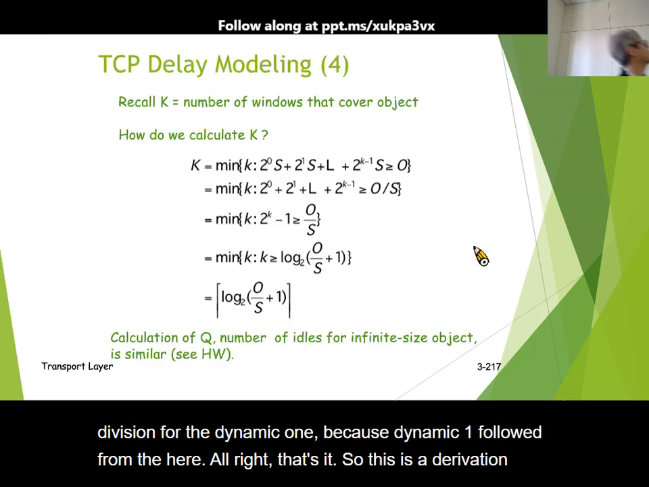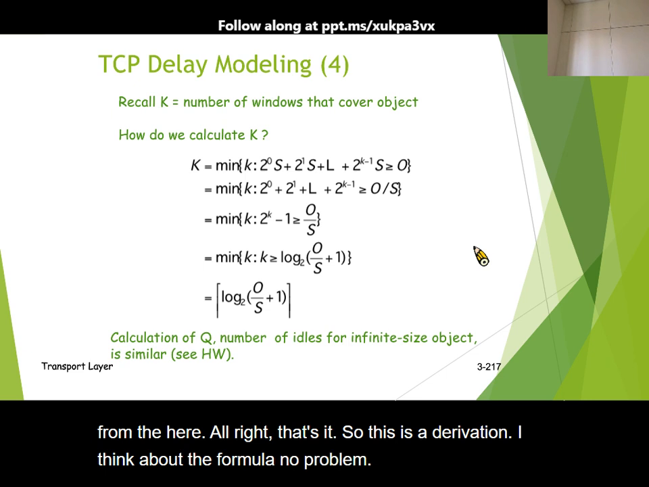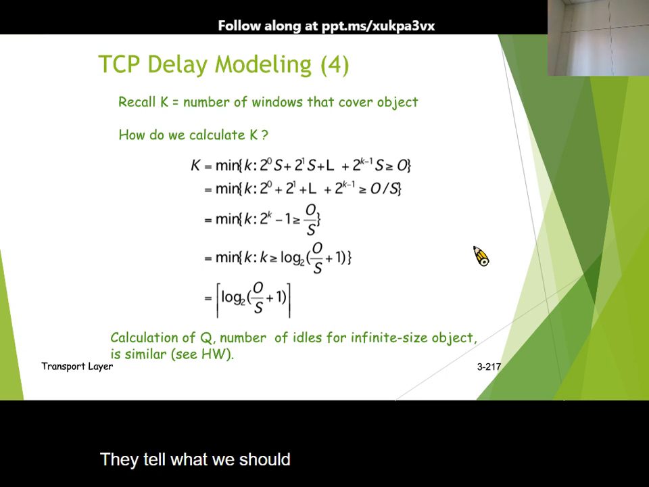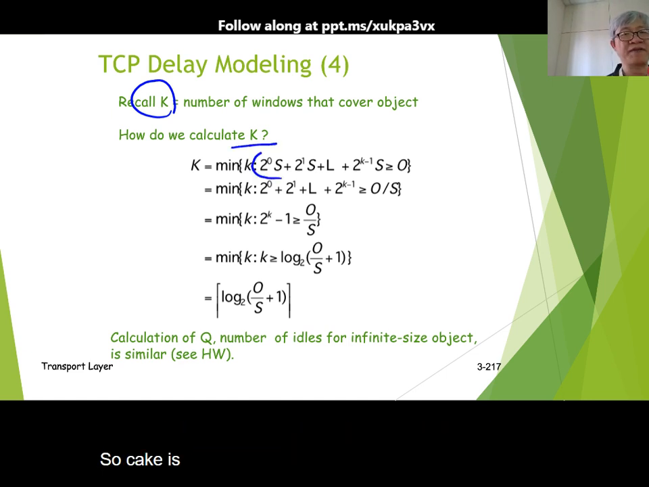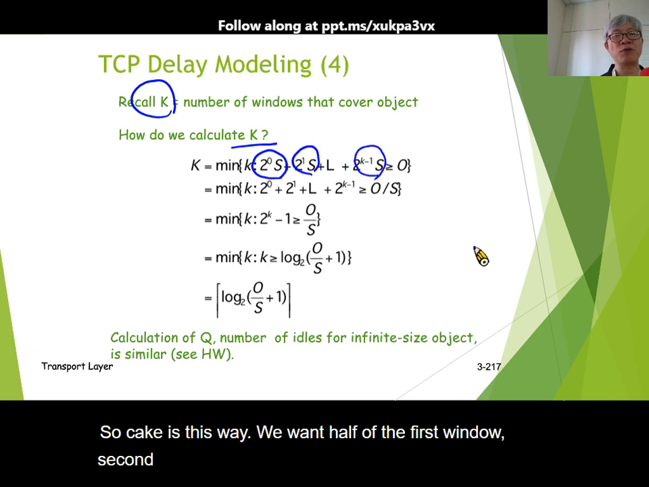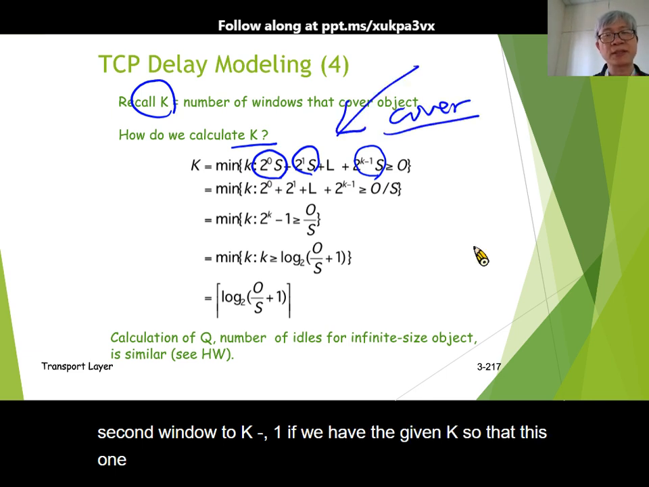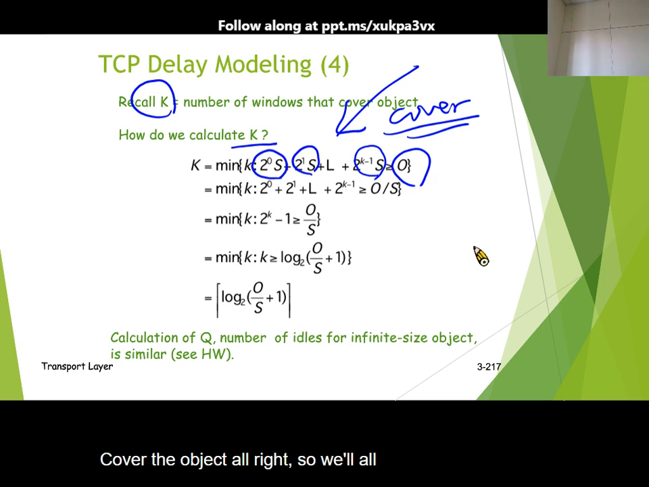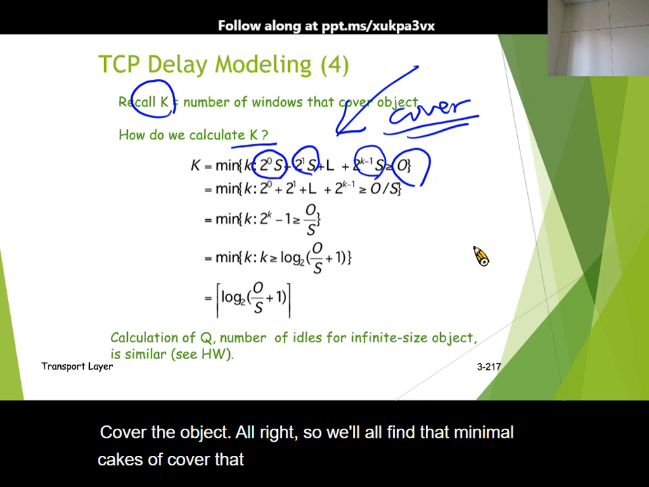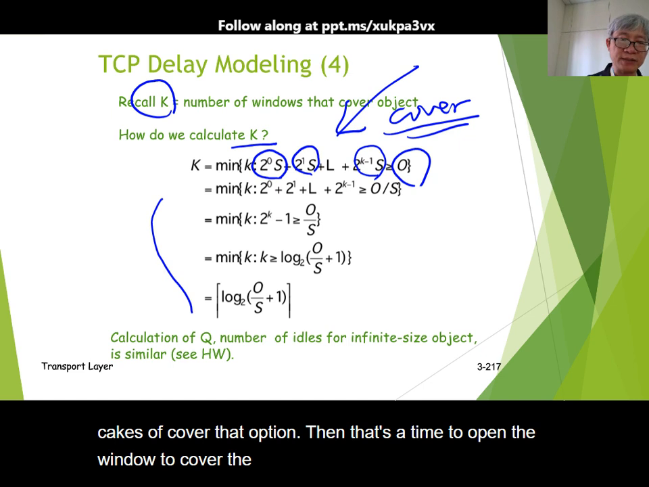I think about the formula, no problem. And later one, we should already have the parameter finding. How to have the K? So K is this way. We want to have the first window, second window, to K minus 1, if we have the given K, so that this one can cover the object. Alright, so we will find the minimum K to cover that object. Then that's the time to open the window to cover the object. And so that we have this one.